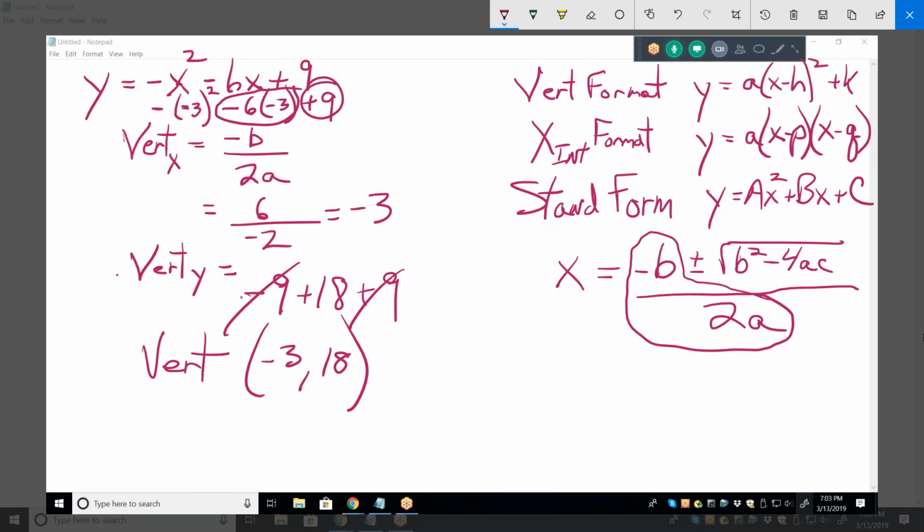That's the best way to get started. In other words, the standard format is the hardest one to graph. I already had to do a ton of math just to find the vertex. Okay? And so those are going to be the hardest ones for you when they give it to you in standard format.